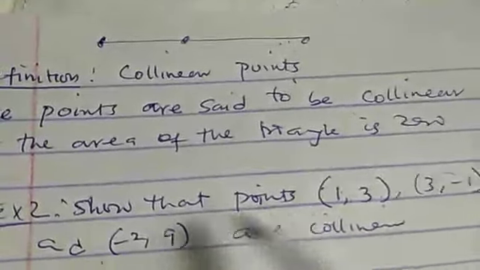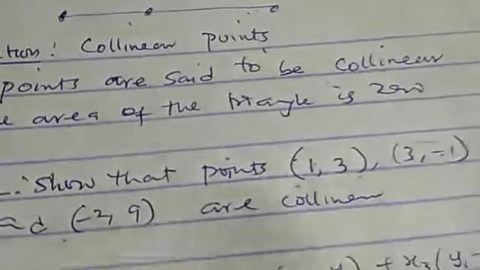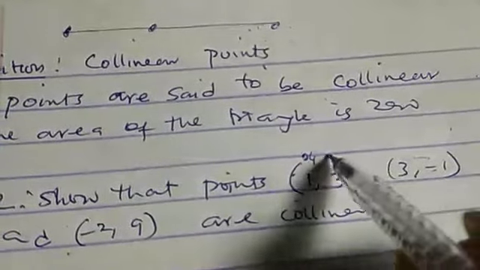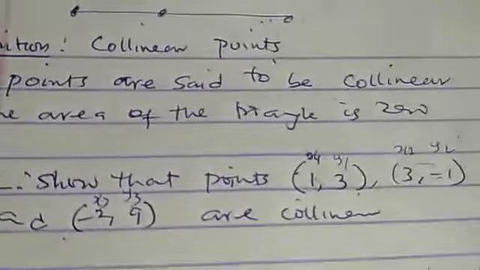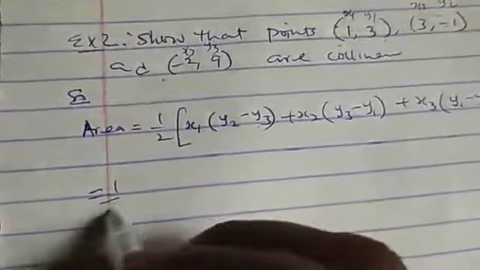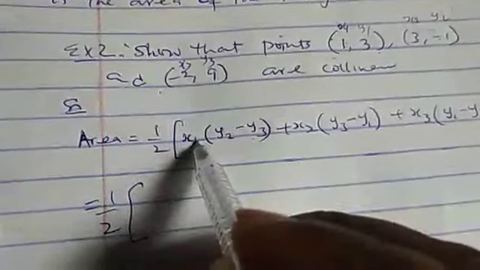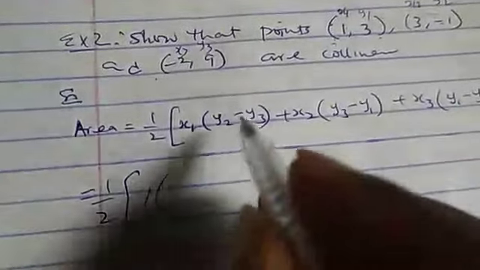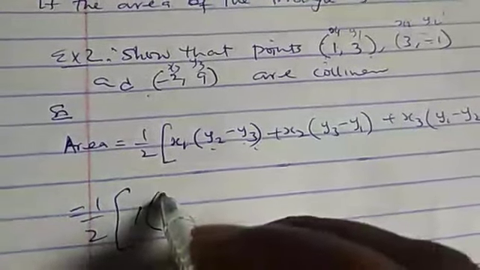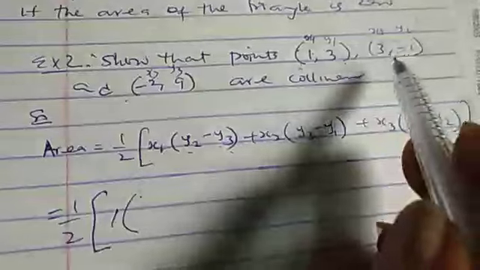To show that they are collinear, we only need to show that the area of the triangle is 0. First take note that these are x1, y1, x2, y2, and then x3, y3. Then we need to find the area of the triangle using the formula. This is the formula of the area of a triangle. Then let's use what we have there, our x1 is 1 into y2 minus y3. Our y2 is minus 1, minus y3, and our y3 is minus 9.